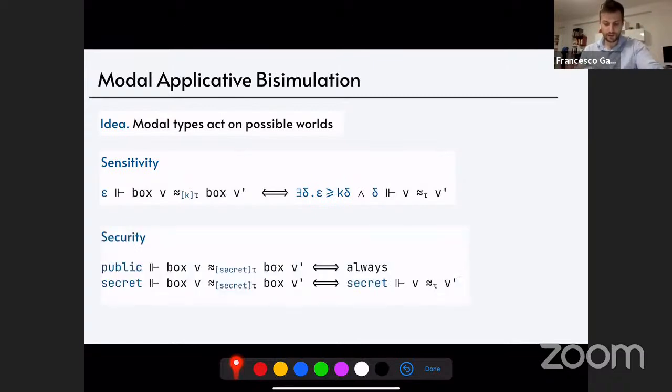And with security, we have something even simpler. Now we take two secret values. Now, again, we have the information given by the type, and we may ask when they are equivalent for a public user, and the answer is trivially always, because she has no right to observe these two programs. And when they are equivalent for a user that instead has secret permission, well, then you just really look inside the program here.